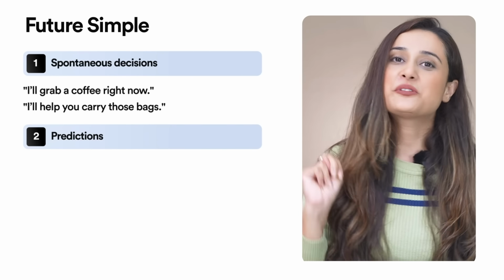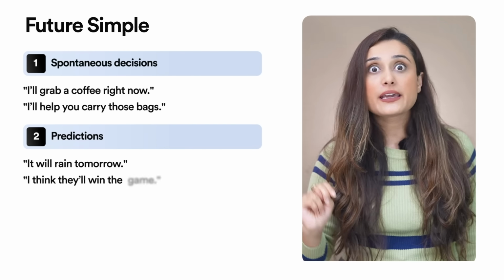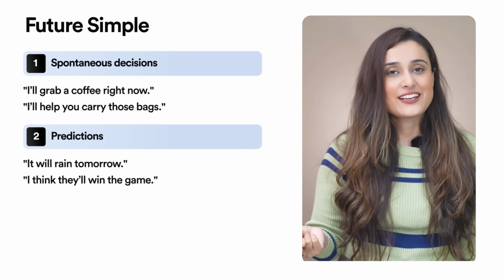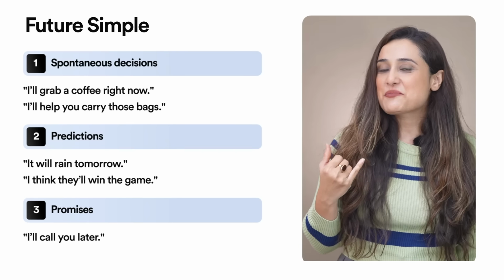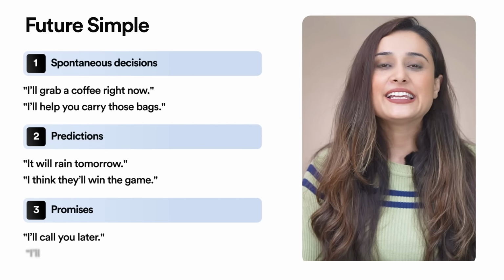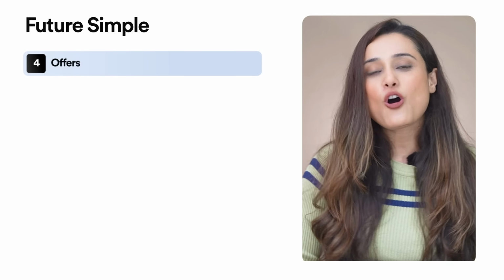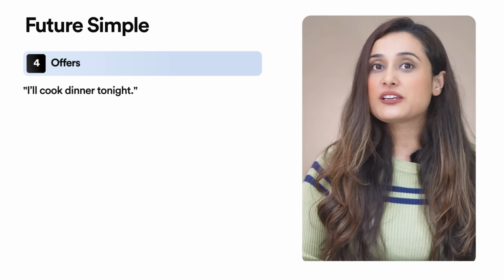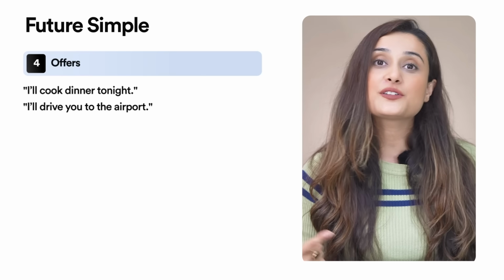Next is for predictions. It will rain tomorrow. I think they will win the game. I'm predicting. Next is for promises. I'll call you later. So this is a promise I mostly never fulfill. I'll never forget your kindness. So this is a promise. Next is for offers. I'll cook dinner tonight. I'll drive you to the airport. Okay, I'm offering a service to you.